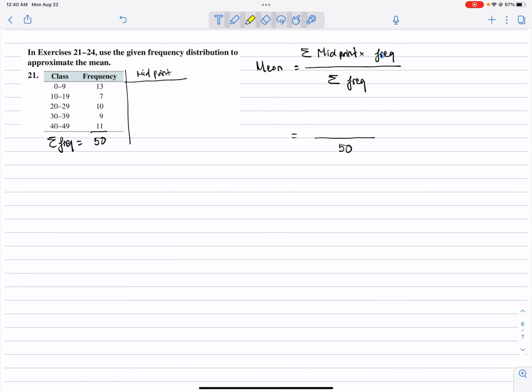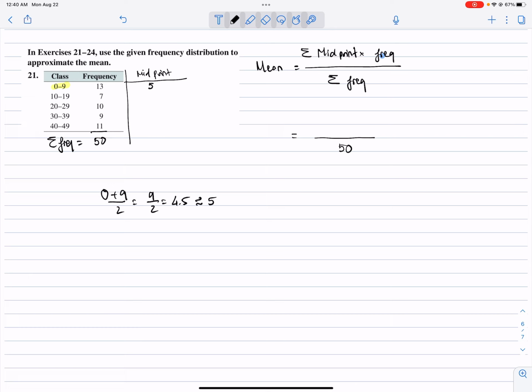Now we look at the class. To find the midpoint, we add 0 and 9 and divide it by 2. So 0 plus 9 is 9, divided by 2 is 4.5. We round the number to 5. So the midpoint of the first class is 5.